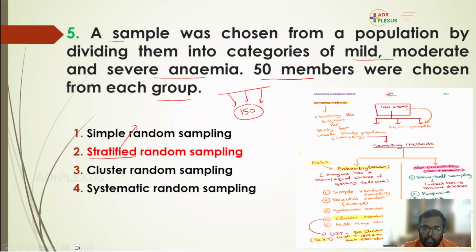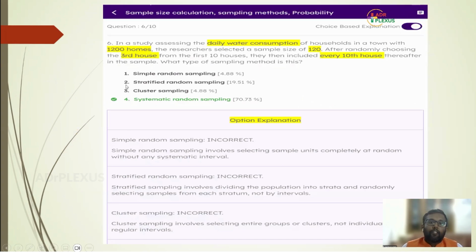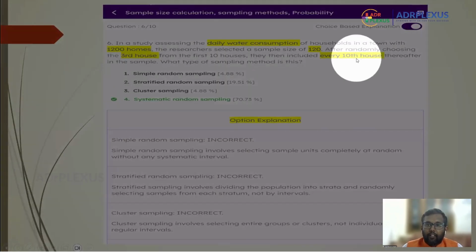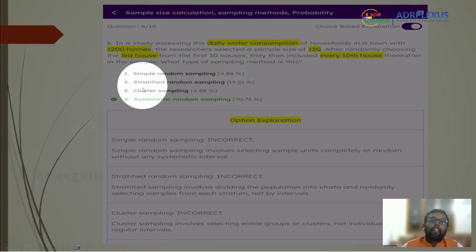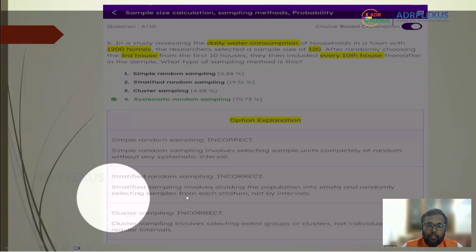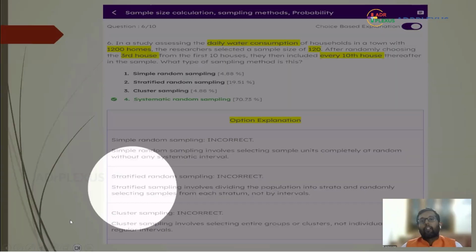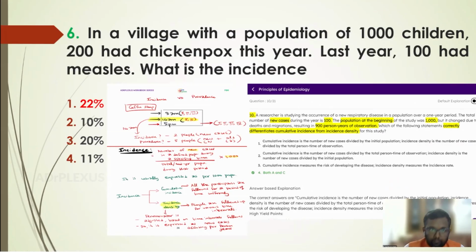That is total population divided by sample size needed. So it is not there. And also every fifth person, every sixth person, that is not there. So this is from our Q bank. Every third house, every 10th house, that is for a systematic random. But here it was not like that. So it is a stratified random, dividing the population into strata and randomly selecting the samples from each strata and not by the intervals.